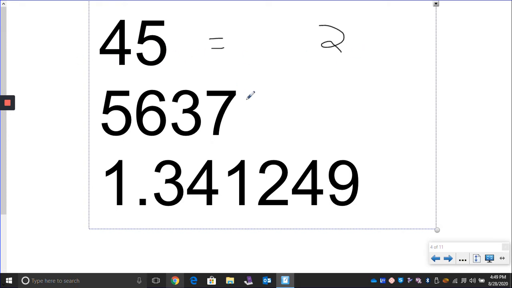Both those numbers are significant in my measurement. The number 5,637, well, they're all non-zero numbers. Those all are significant. 1.341249, those are all non-zero numbers. So I have 1, 2, 3, 4, 5, 6, 7. There are 7 significant digits or figures in that number. If your number is not a 0, it is significant. We count that as being an important measurement.